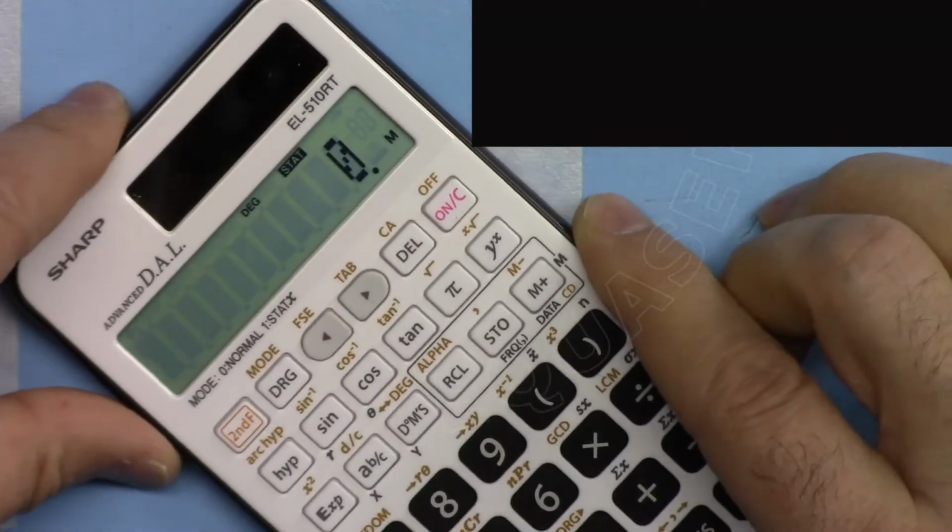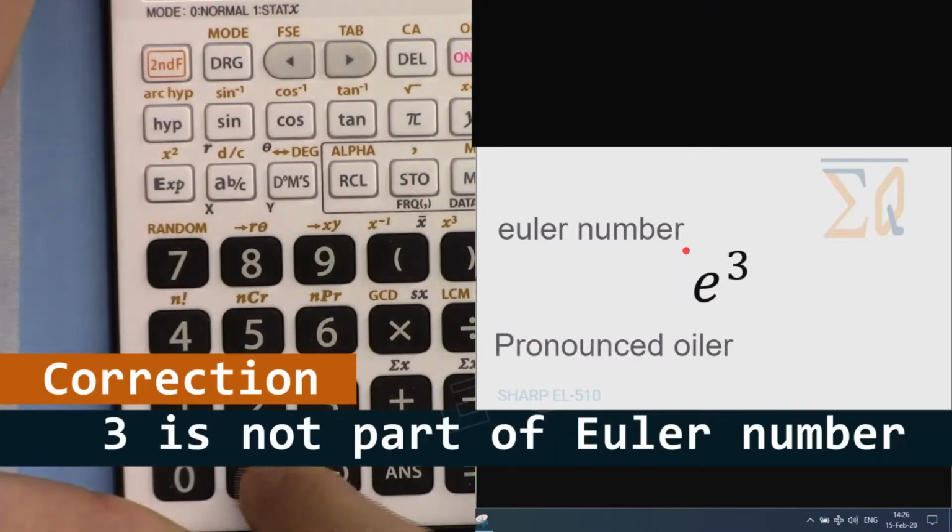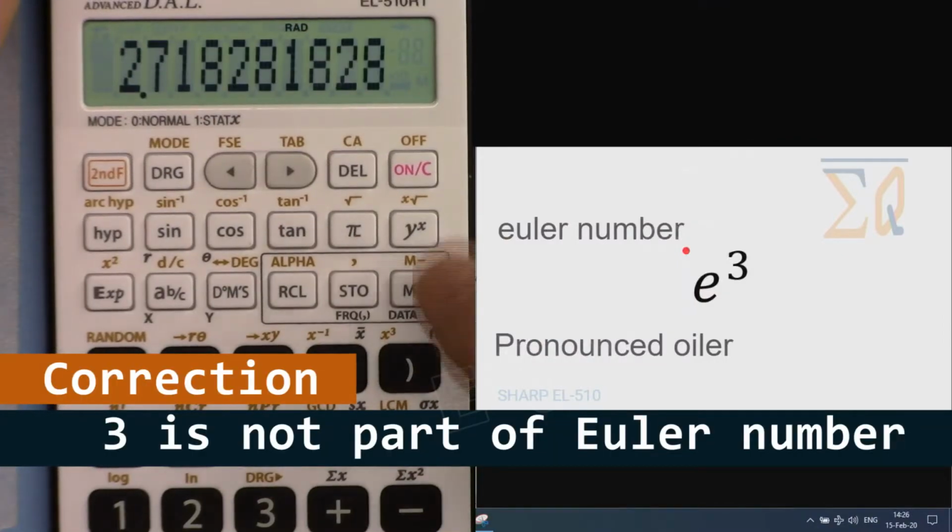If you want to just get Euler, press Euler and make it to the power 1, and that's the actual value of Euler number.